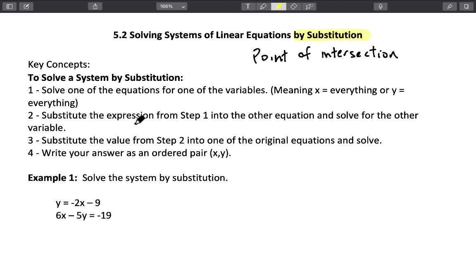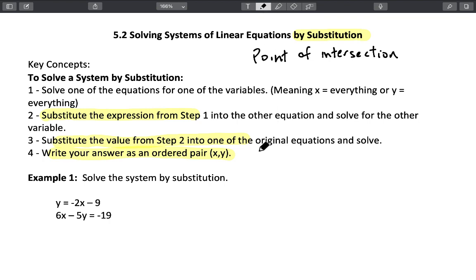Now, our technique is going to follow this key concept. We're going to solve one of the equations for one of the variables. In other words, we're going to get y by itself or x by itself, and then it's going to be set equal to an expression. Then we're going to substitute that expression into the other equation and solve for the remaining variable. Finally, that gives us one value of the variable, and then we are going to take that value, substitute it into the other equation, and then we will have our ordered pair as our solution.